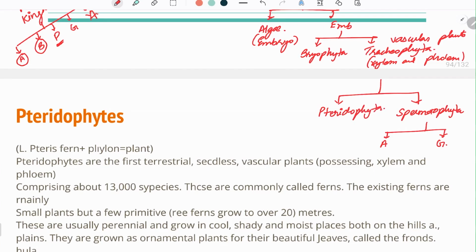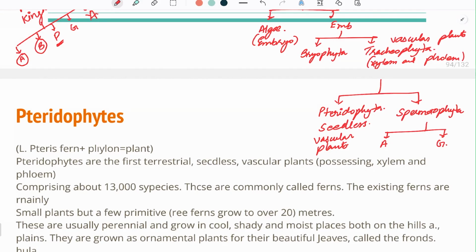The other part is pteridophyta. Pteridophyta are seedless vascular plants. So whenever a single termed question is asked, name the plants which are seedless vascular plants. If we say seedless plants, then algae, bryophyte, and pteridophyte, all three come under this category. But if we mention seedless vascular plants, then it is sure that this plant is pteridophyte.